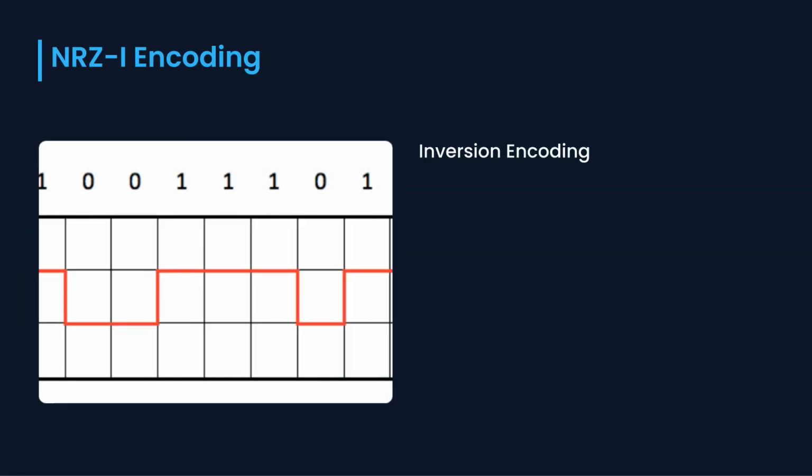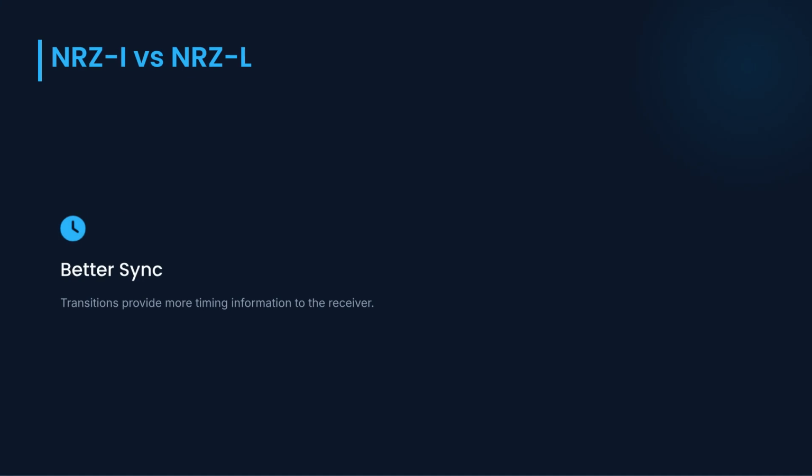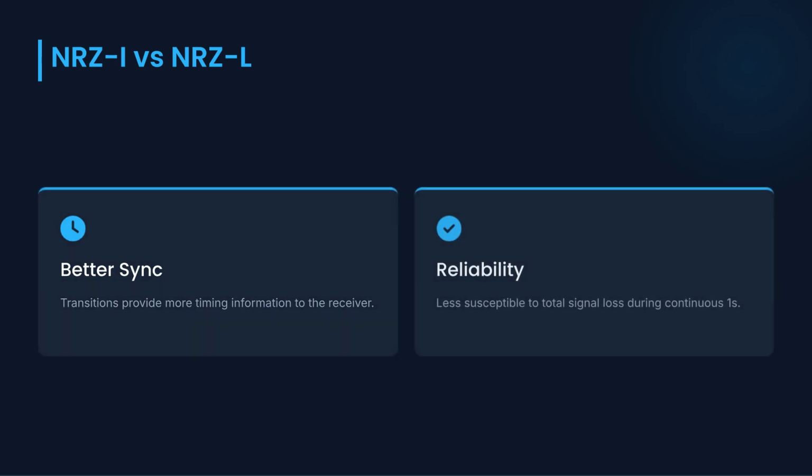NRZ-I, or inversion encoding, uses transitions to define bit values. A transition at the start of a bit interval represents binary 1, and no transition signifies binary 0. NRZ-I offers better synchronization than NRZ-L, as transitions provide more timing information. It also improves reliability by being less susceptible to total signal loss during continuous ones.